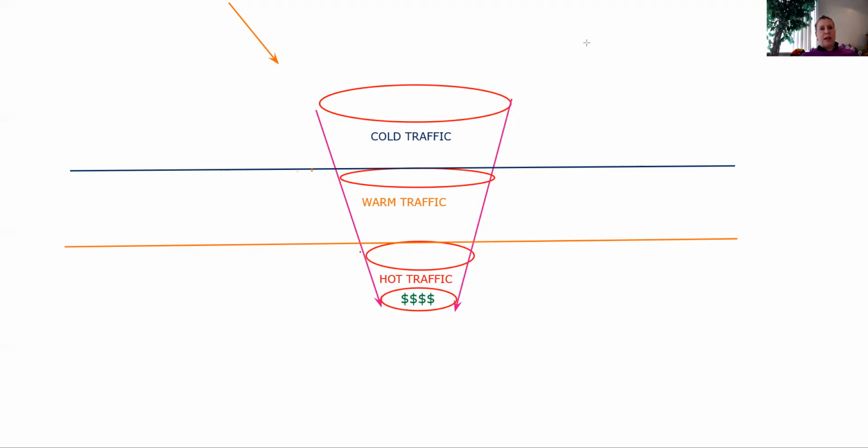So on the computer here, I've drawn up a quick little diagram of what the sales funnel would be. We have 3 stages. We're going to carry your customer from never having heard of you, which is cold traffic, into warm traffic, which is they've heard of you and maybe they like some of your products, to maybe down to the hot traffic where they know, like, and trust you.